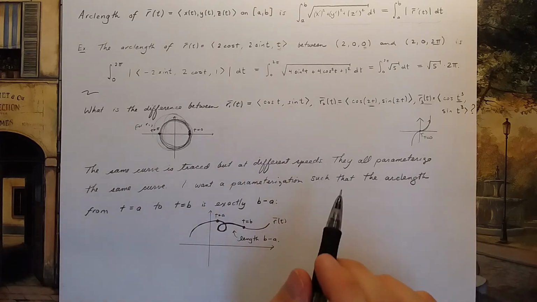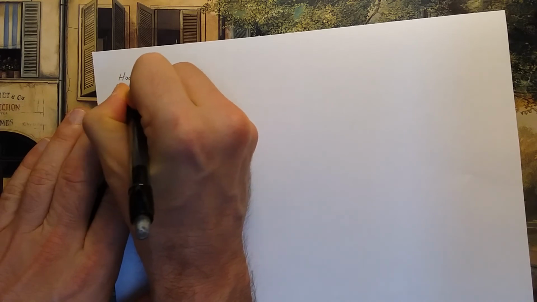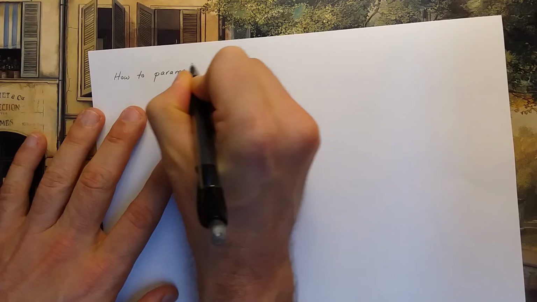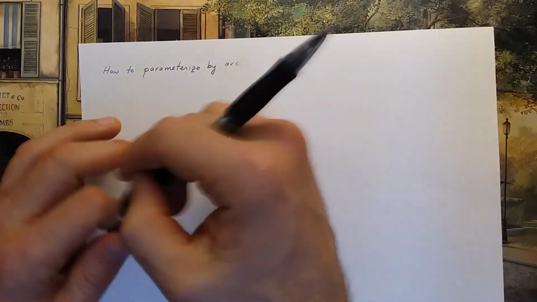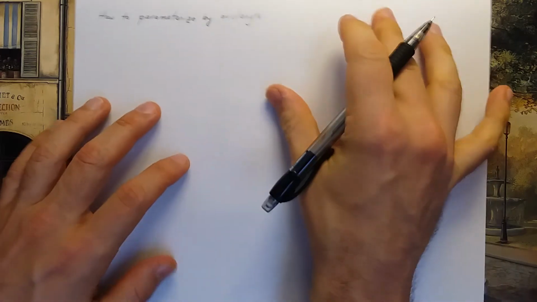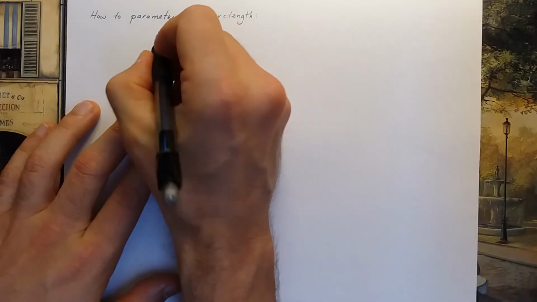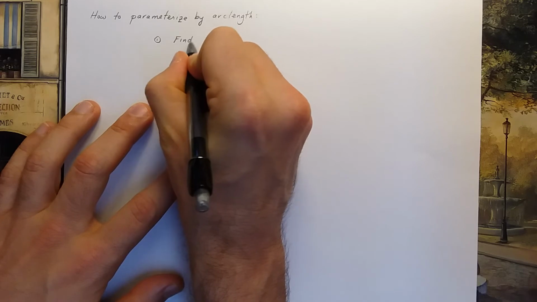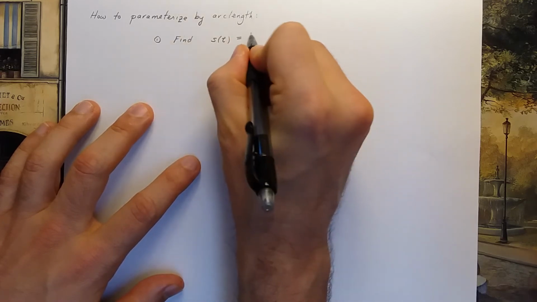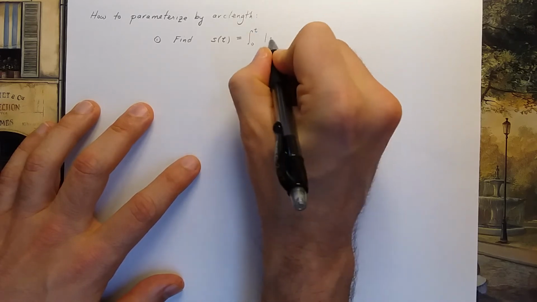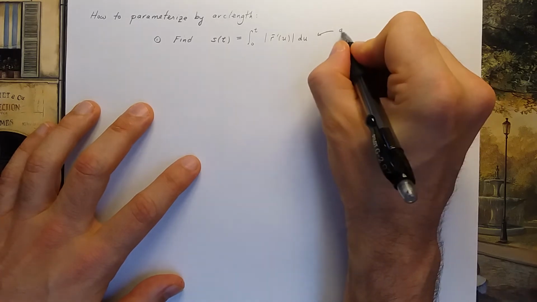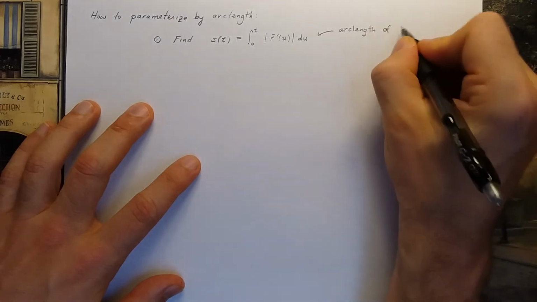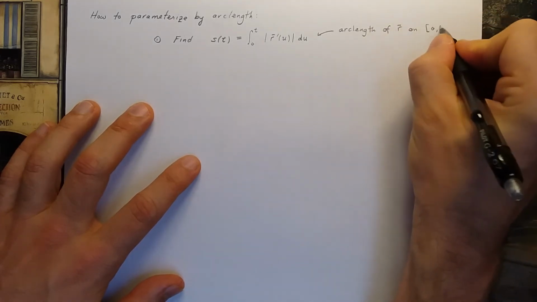So the method to do this, I will outline for you now. Here's a how-to guide on how to parameterize by arc length. I'm going to give you a step-by-step guide on what to do. So step 1, find this function I'll call s, which is the integral from 0 to t of the magnitude of r prime of u du. This is the arc length of the vector valued function r on the interval from 0 to t.